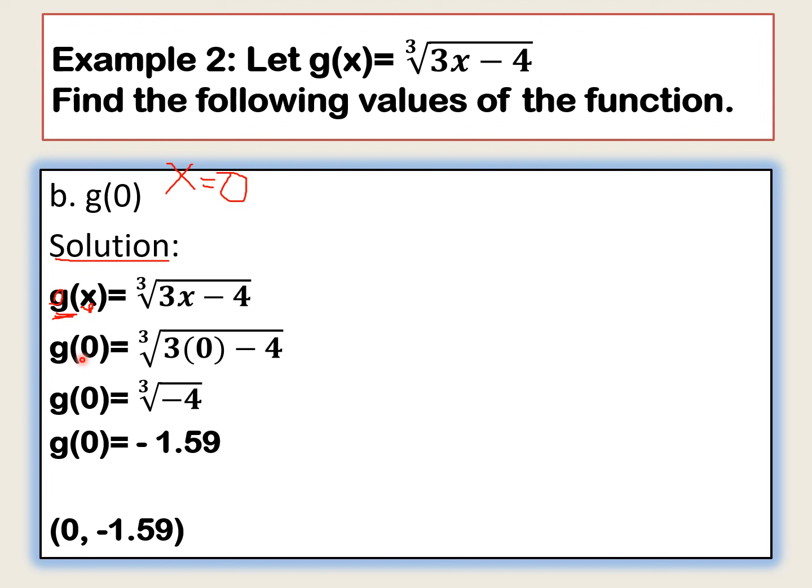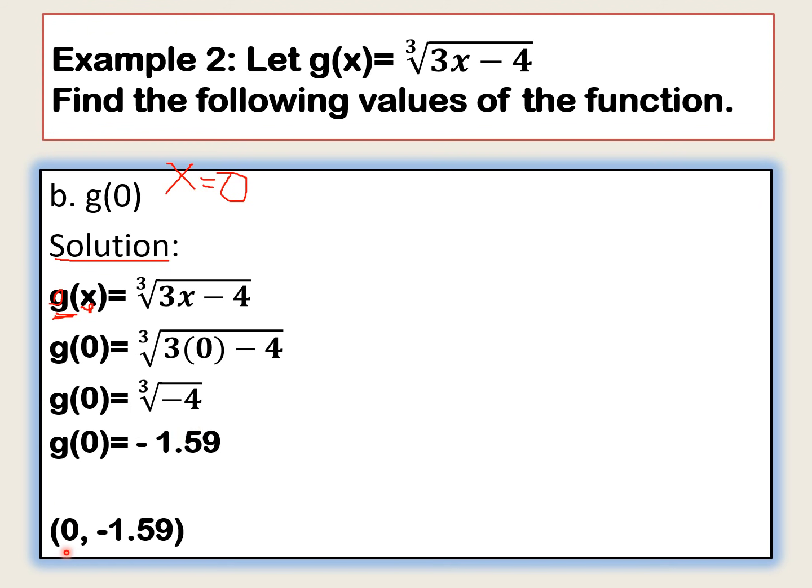So, this becomes 0 equals cube root of 3 multiplied by 0 minus 4. Okay? Then, g of 0 is equal to cube root of 3 times 0, which is equal to 0. Then, syempre, ang dapat matitira na lang dito is negative 4. And g of 0, rewrite ko lang, equals cube root of negative 4. And since our index here is 3, the cube root of a negative number, meron tayong value dyan.